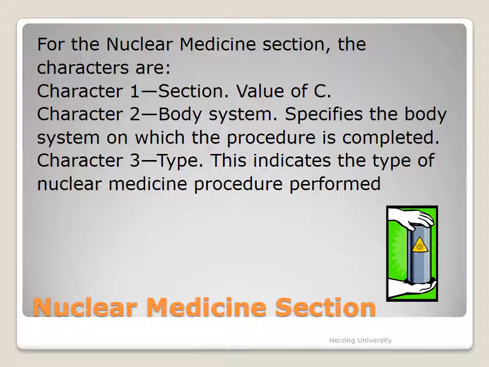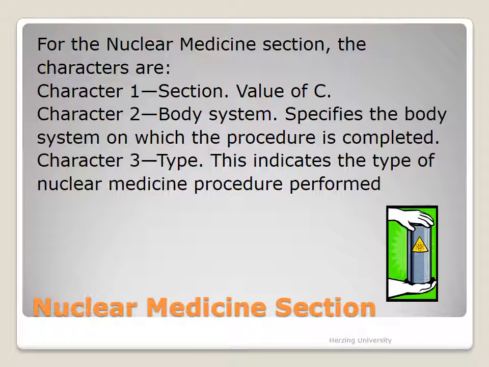Nuclear medicine treats and diagnoses diseases using small amounts of radioactive material called radioactive isotopes, which create an image. The value identifying the nuclear medicine section is the letter C. The body system on which a nuclear medicine procedure is performed is identified by the second character position. The value depends on the part of the body being tested and the table being referenced. The third character in the code identifies the type of procedure being performed.